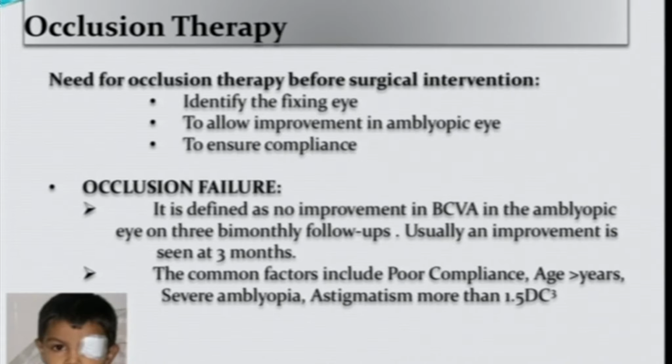Then, occlusion therapy is not successful at all times. There is occlusion failure, which is defined as no improvement in visual acuity in the amblyopic eye for 3 consecutive bimonthly follow-ups. Usually in a normal case, the improvement is seen at around 3 to 4 months, but if it's not occurring on consecutive follow-ups, then one may have to consider it an occlusion failure. The most common factor is poor compliance, more than anything else.